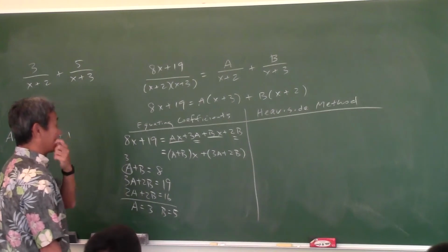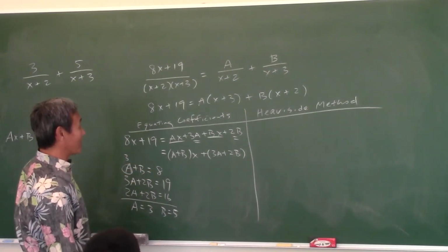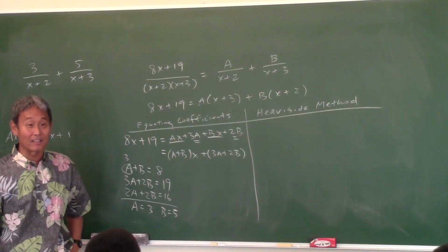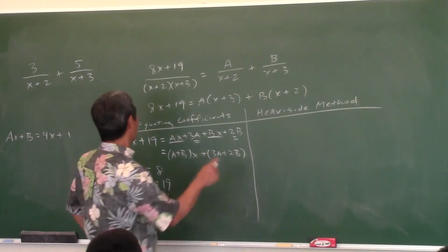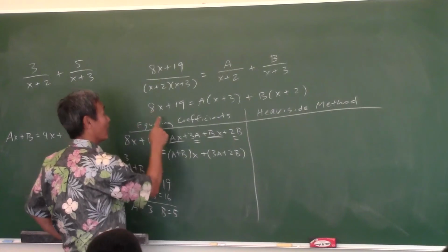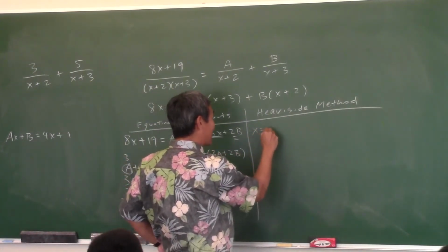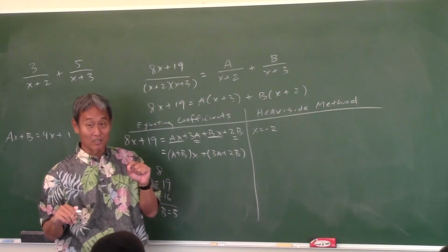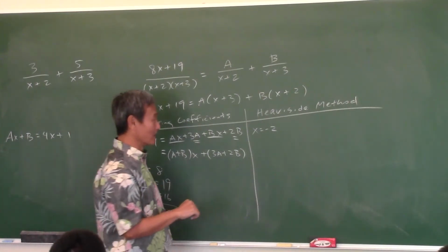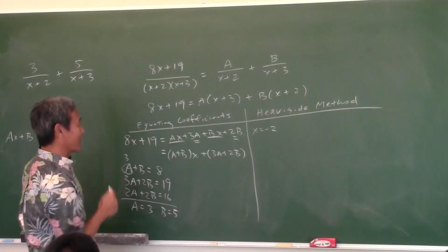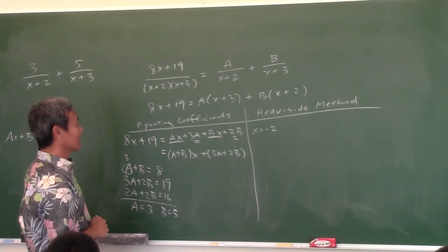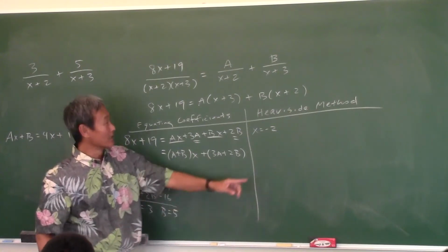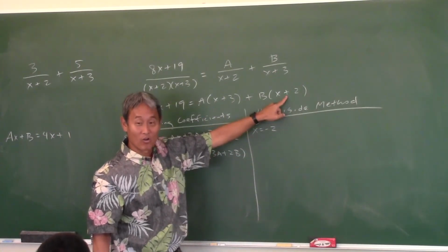Okay, the Heaviside method, now watch. This guy was very clever. Oliver Heaviside said, ooh, why don't I just plug in numbers for x? So you have this equation here, and you can plug in any numbers you want, but if you plug in good numbers, it comes out really nice. Why did he pick -2 to plug in for x? Why didn't he plug in like 0 or 1? Yeah, because it makes this thing 0.